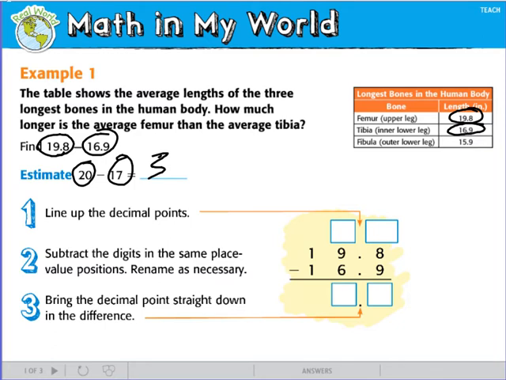Line up the decimal points. Remember, I want a line. Draw a line to replace your decimals. We stack them. 8 subtract 9. Can't do that. So we regroup. 18 subtract 9 is 9. 8 subtract 6 is 2. 1 subtract 1 is 0, so that's fine. So we have 2. What's the line again? Line's a decimal. So 2 and 9/10.